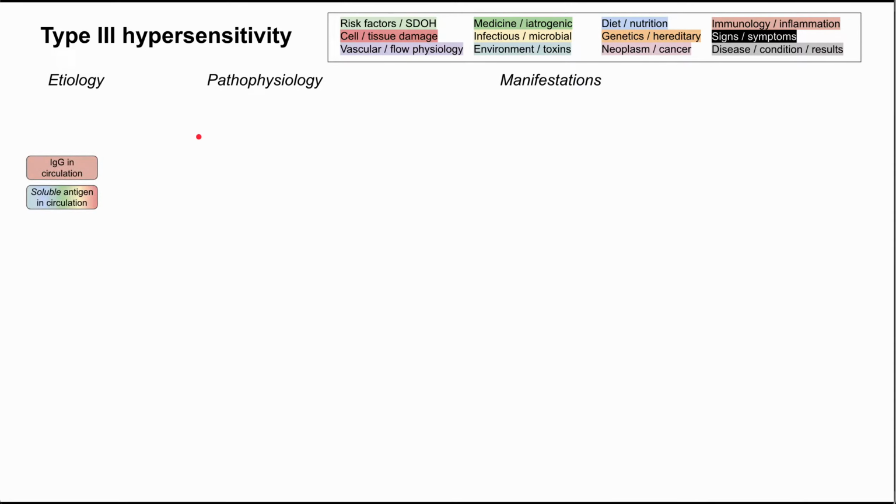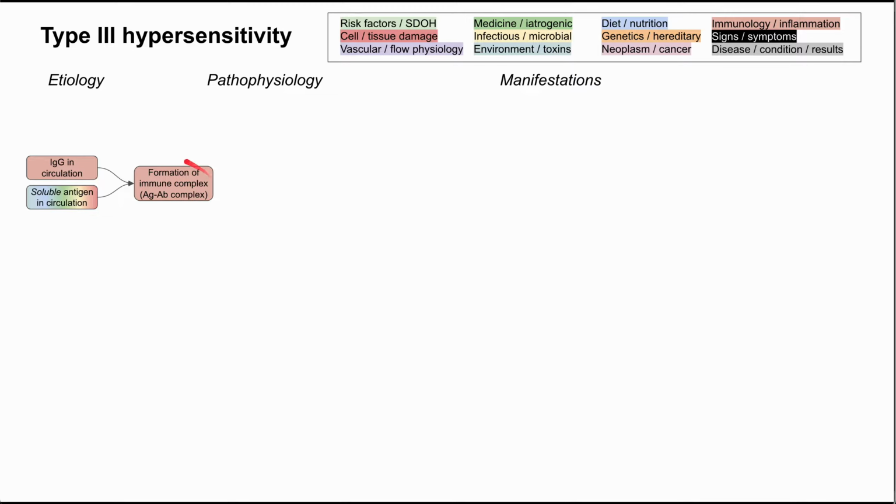Type 3 hypersensitivity begins when you have an IgG in circulation, so an antibody. It doesn't have to be IgG, but it usually is. We'll have one example where it's IgA, but in the vast majority of cases it's IgG. And you also have a soluble antigen in circulation. Now this antibody and this antigen are going to form an immune complex. In fact, it's sometimes called an antibody-antigen complex.